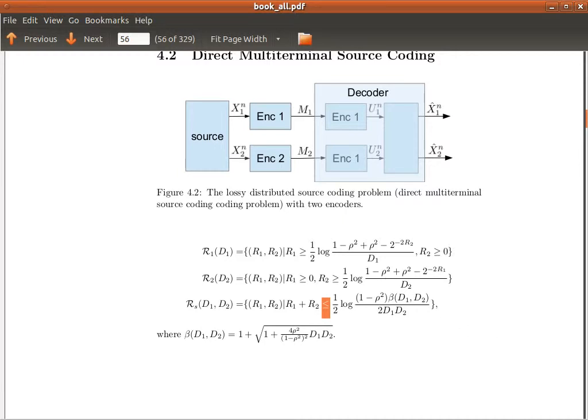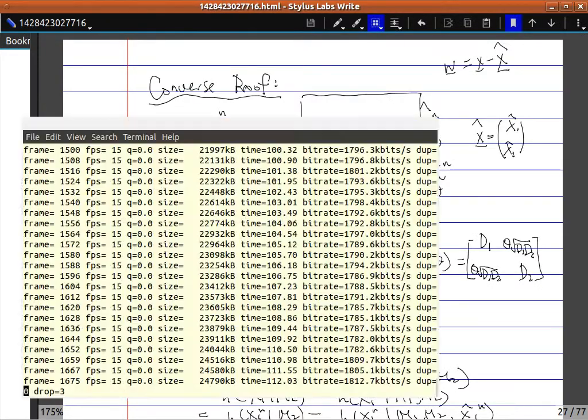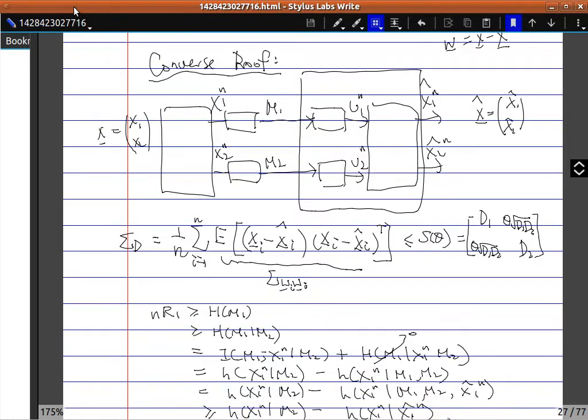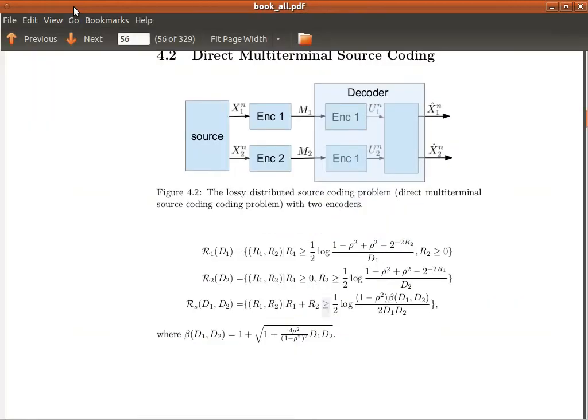So let's see. This one could be a pretty long video. I'll see if I need to cut it into several pieces. So first, we have several bounds here, right? Let's look at the first one, the bound for R1.